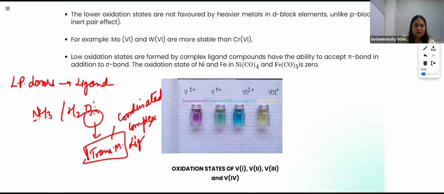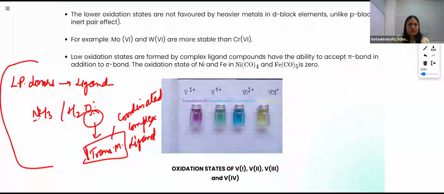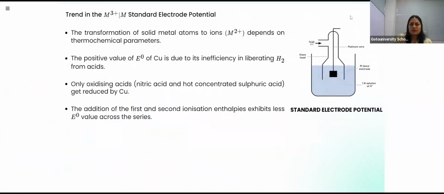So transition metals are famous for forming coordination complexes because they adjust easily, having different oxidation states, so they easily accept the lone pairs or pi bond, and they form these coordinate complexes. All right, so this is one property.